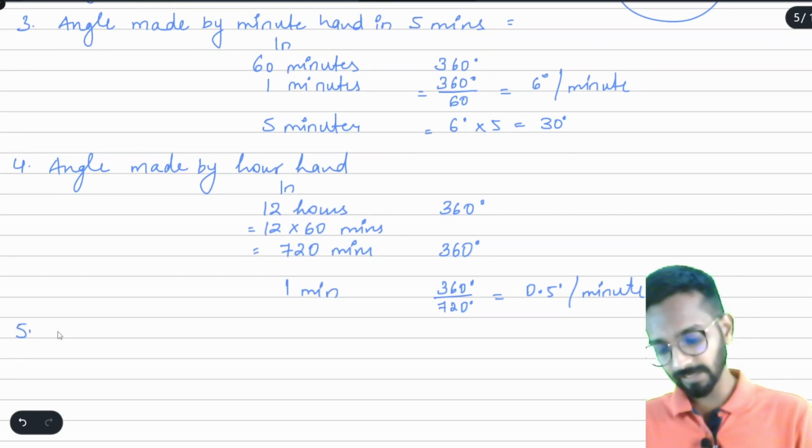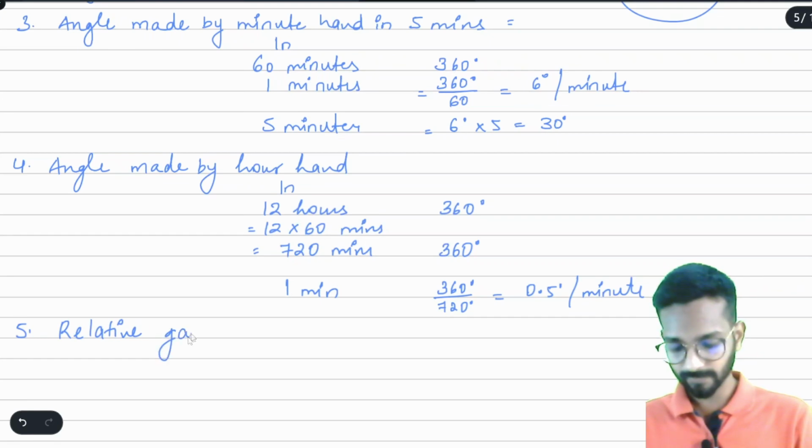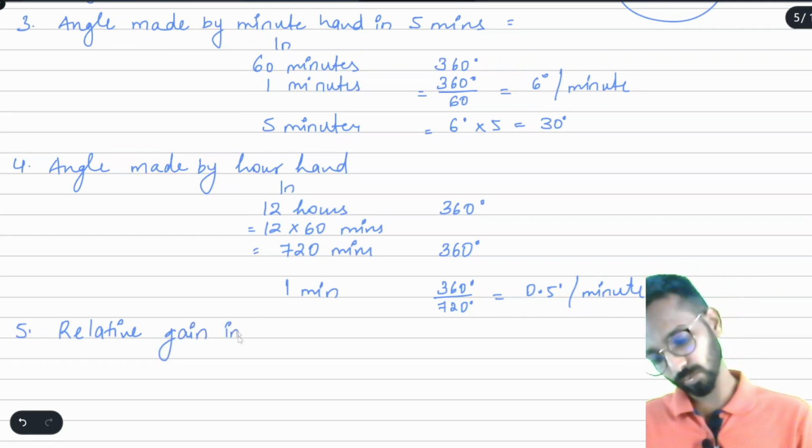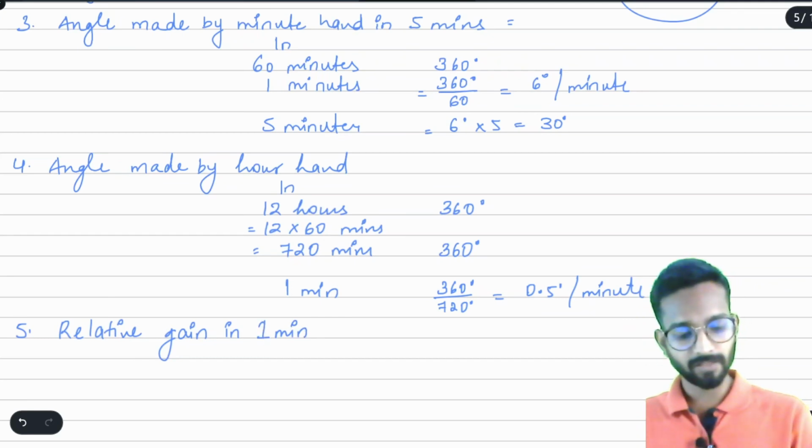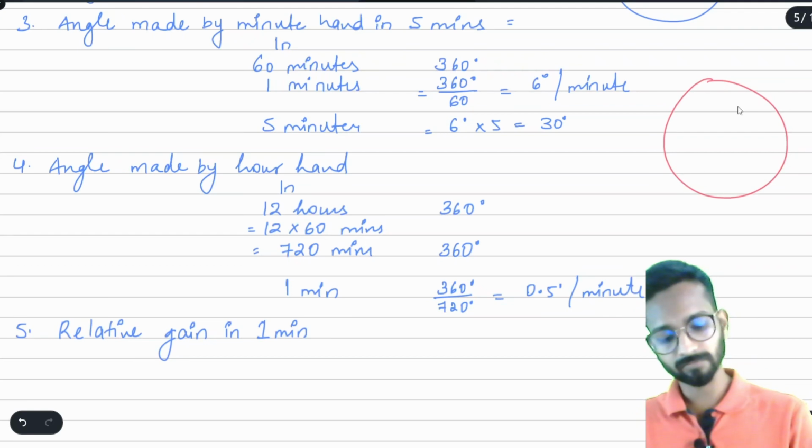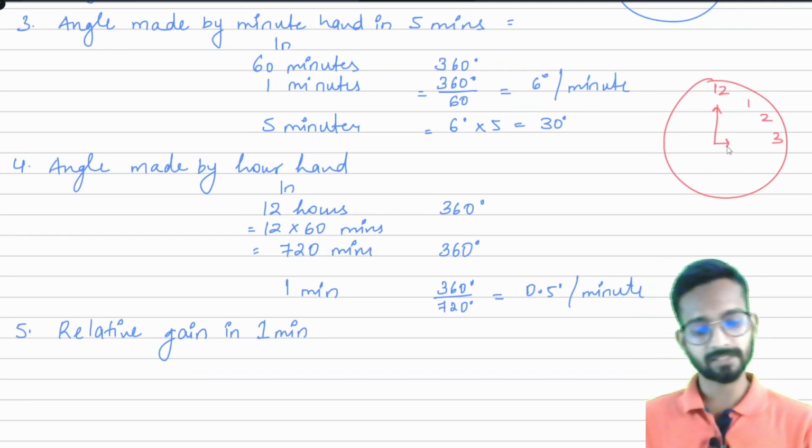Now I can say here, what is the relative gain in 1 minute? Relative gain in 1 minute means, see, when this is a clock here, and say it is written here 12, 1, 2, 3. Okay. This is our hour hand, this is minute hand. It is exactly 3 p.m.